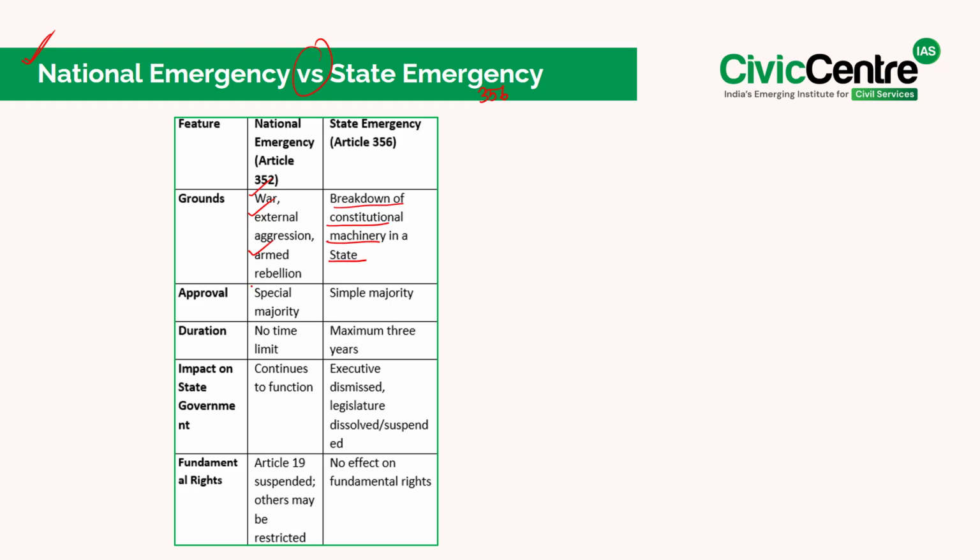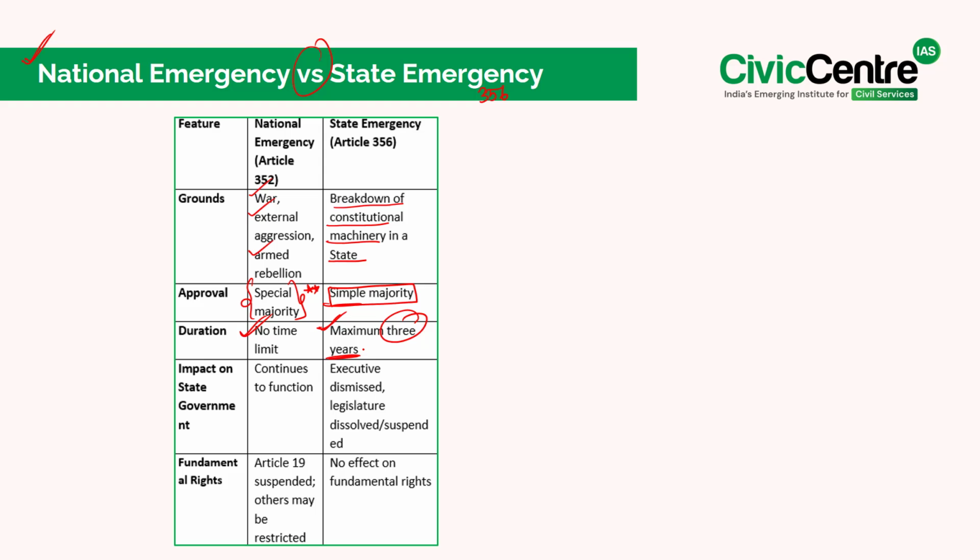Further, the approval mechanism also differs as the national emergency requires a special majority in the parliament, whereas President's rule can be imposed with a simple majority approval. Additionally, while a national emergency has no time limit, President's rule has a maximum duration of 3 years, requiring the parliamentary approval every 6 months.